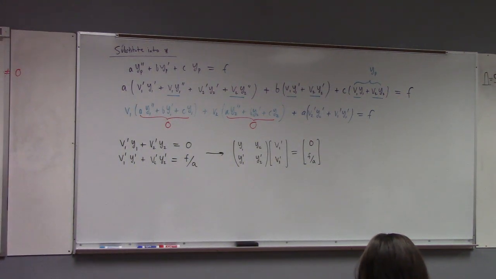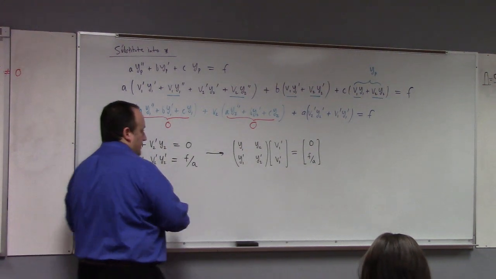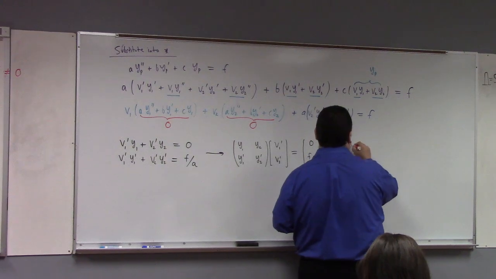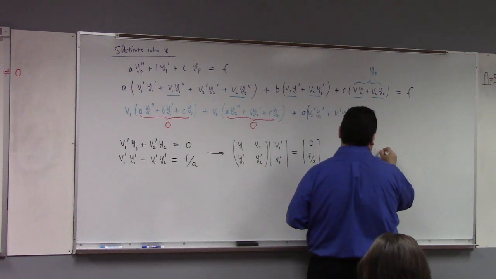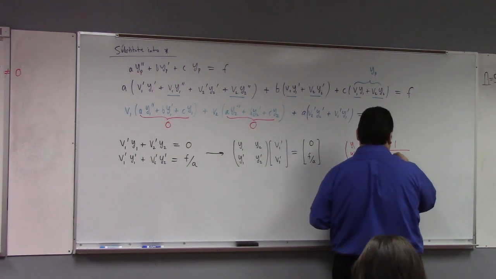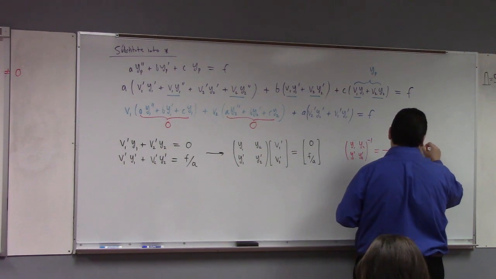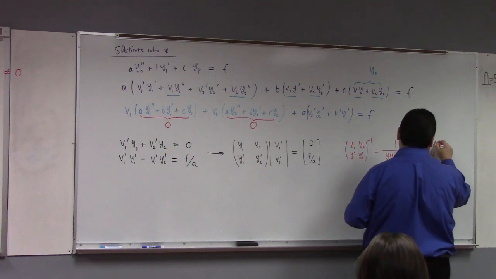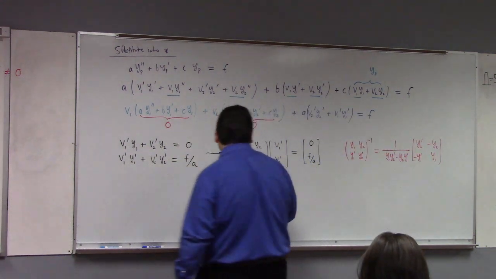Now it's up to you guys. How do you want to solve these two equations and two unknowns? I am personally partial to multiplication by the inverse. What's the inverse of a 2 by 2 matrix? Like, what's the inverse of the matrix y1, y2, y1 prime, y2 prime? The inverse is 1 over y1 y2 prime minus y2 y1 prime, times: flip the diagonals and put minuses on the off diagonals. That's the inverse of that 2 by 2 matrix.